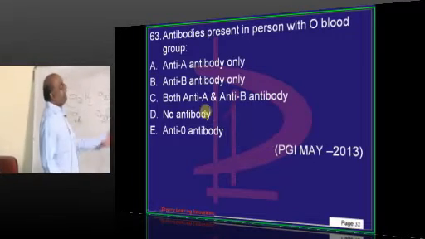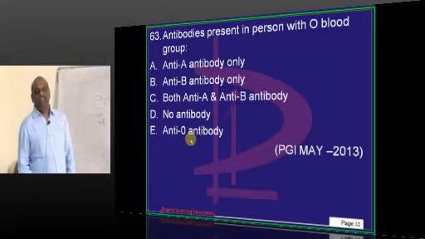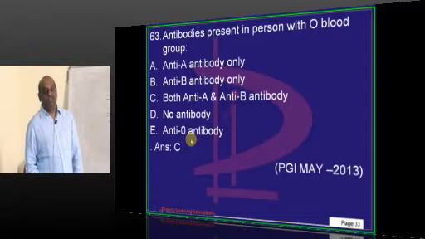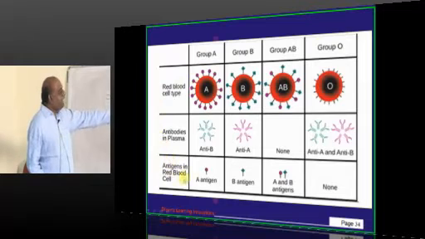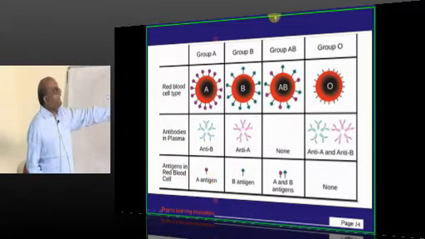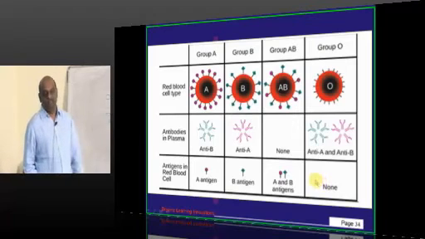Now, what antibodies are there on O blood group? Another very fundamental nursing question. Group A, Group B, AB, O. What antigen will be there? On A there is A antigen, on B there is B antigen, on AB there is AB, and on O there is none.